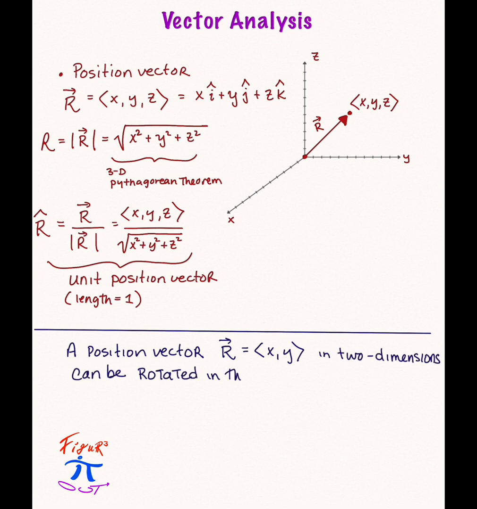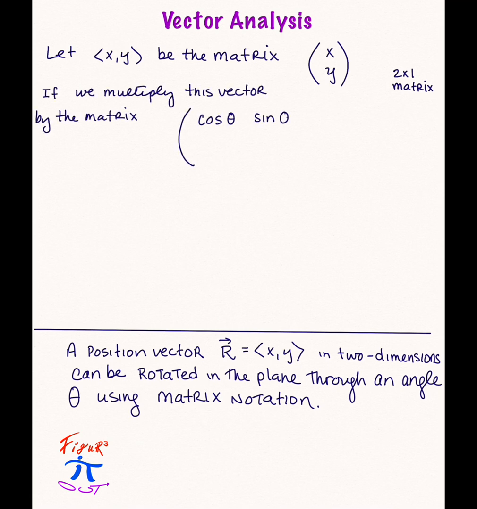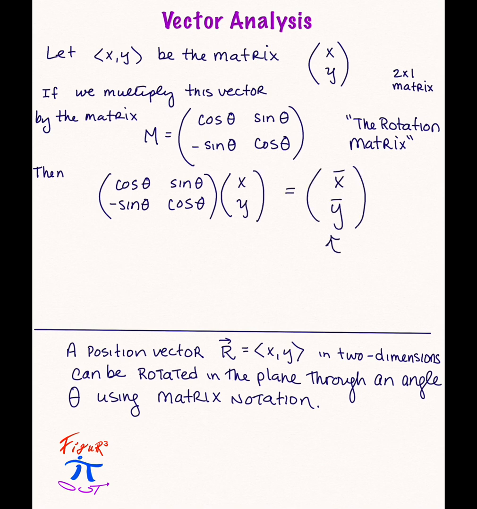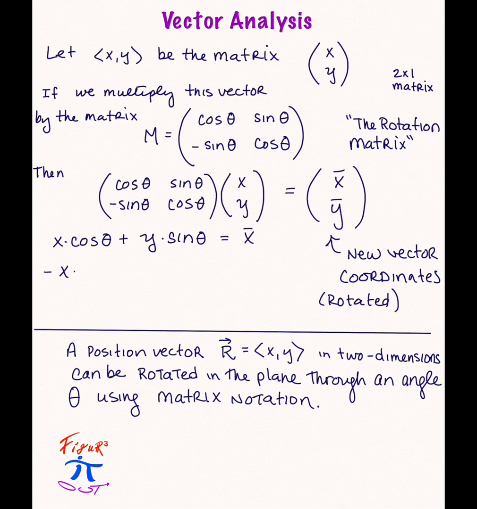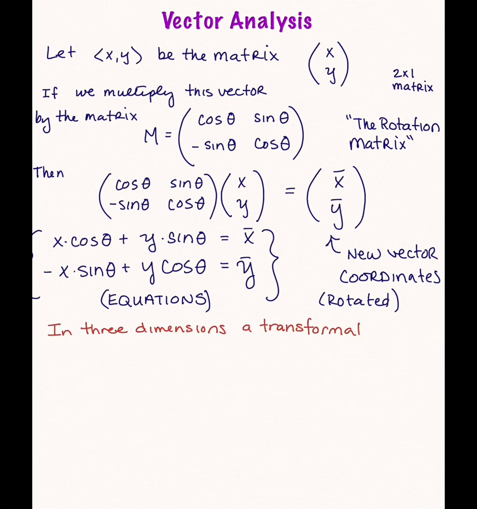You can also do this two-dimensionally with just x, y, and this vector could be rotated through the plane by an angle, let's say theta, using matrix notation. If you took x, y to be the vector of a column matrix, 2 by 1, and multiplied this by something called the rotation matrix, you would see that the resulting x bar, y bar coordinates would be rotated by the angle theta. The entire frame would be rotated, the coordinate system would be rotated, and we get a system of equations that describe this.